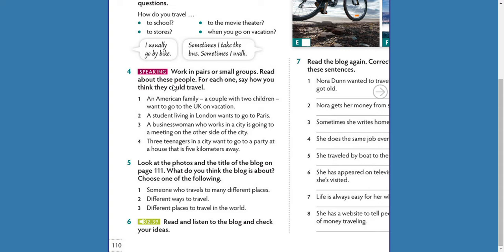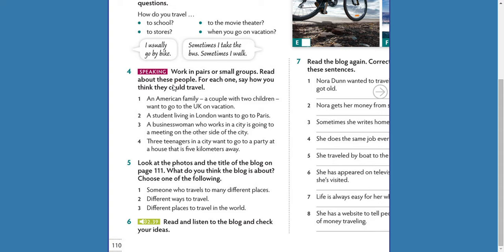For example, number 1, an American family, a couple with 2 children want to go to the UK on vacation. How do you think they travel? Remember, they are in the US, no? They are American and they went to the United Kingdom, to London, for example, or Cambridge. How do you think they travel? Could be by plane, by bus, by ship, by boat, etc.